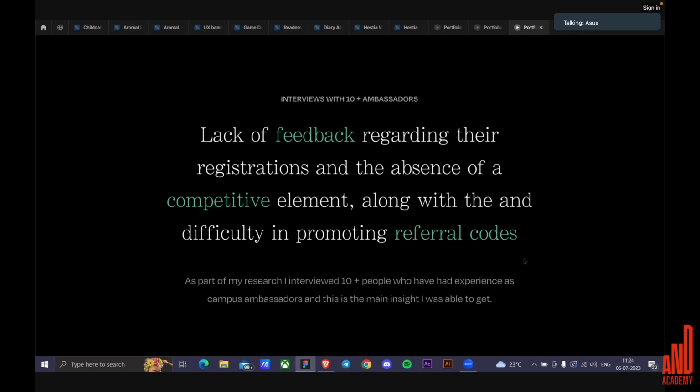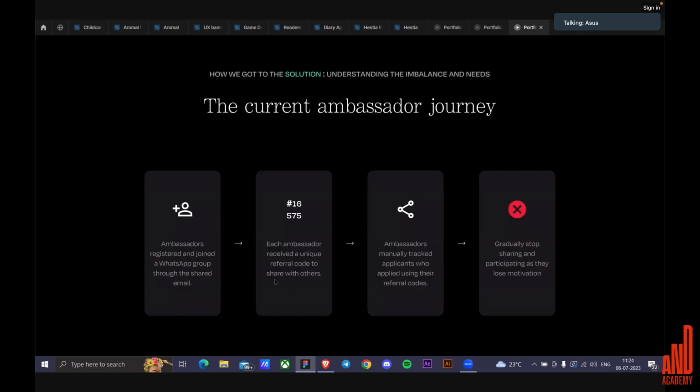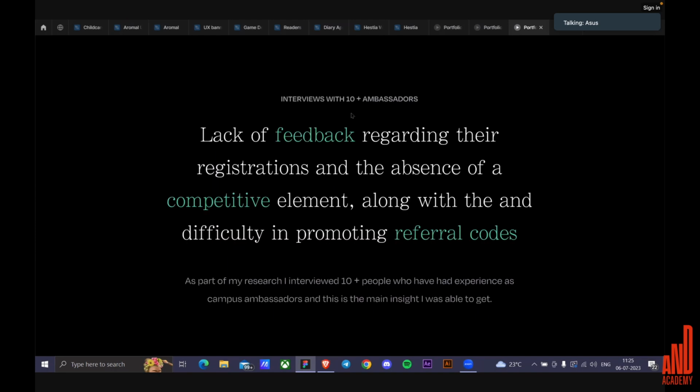To start the research, I interviewed 10 plus ambassadors. I found ambassadors through my college and my friends. I made sure to interview ambassadors from various colleges to understand what was really happening, because all of the colleges had this similar journey and were experiencing this problem. So I included a lot of different ambassadors from different colleges.